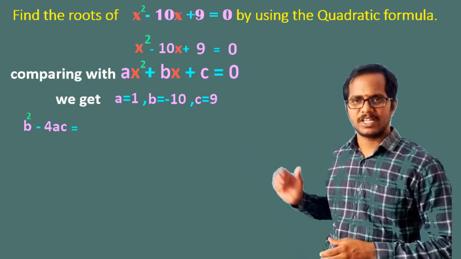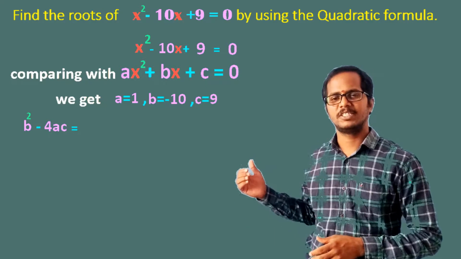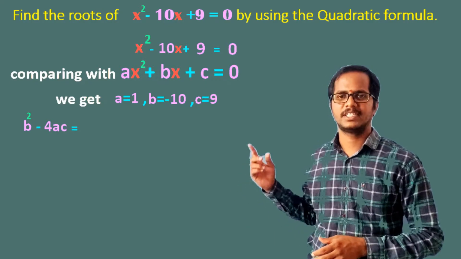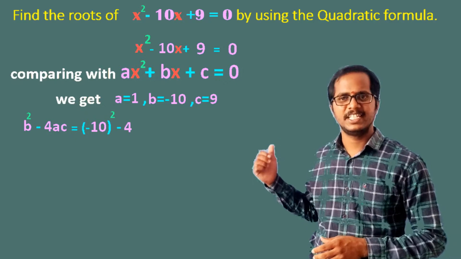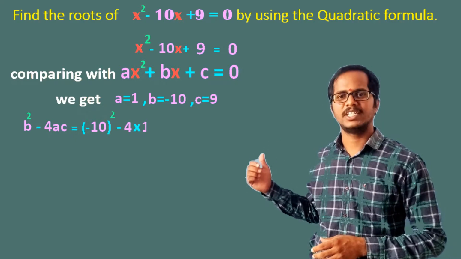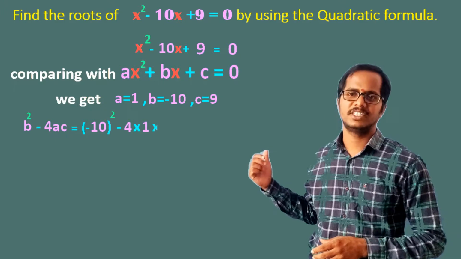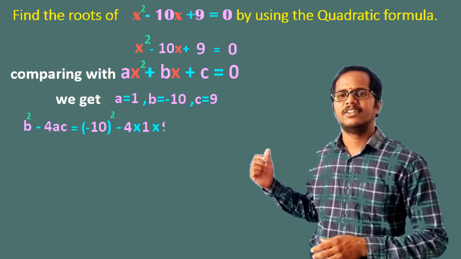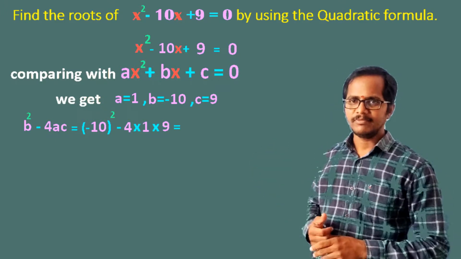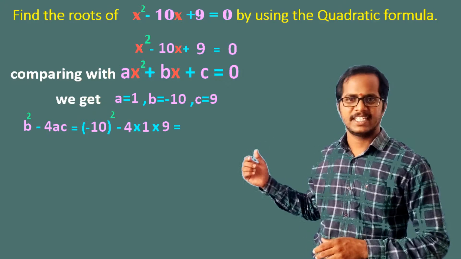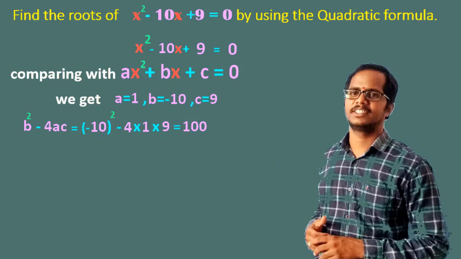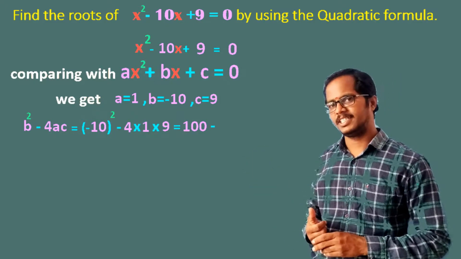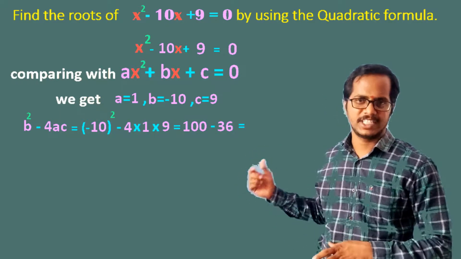So b square minus 4ac equals, here what is b? It is minus 10. Minus 10 square minus 4 into a. A is what? 1. 4 into 1 into c. C value is 9. 4 into 1 into 9. So now minus 10 square equals 100. Minus 4 into 1 into 9 equals 36. So we get 100 minus 36. 100 minus 36 equals 64.